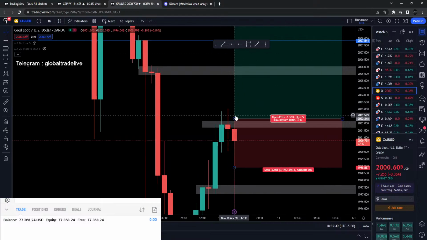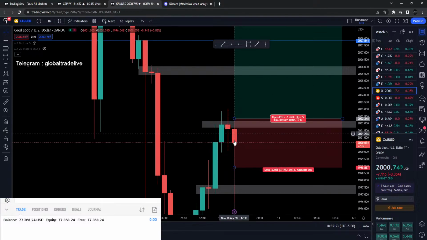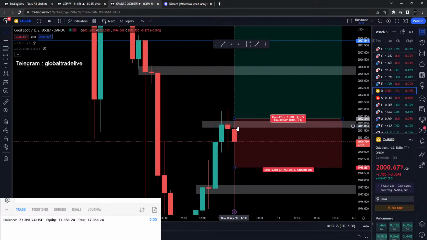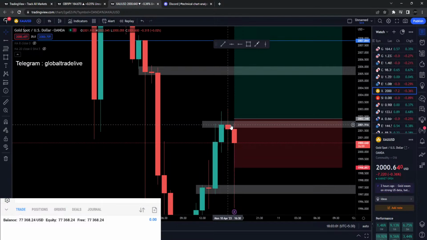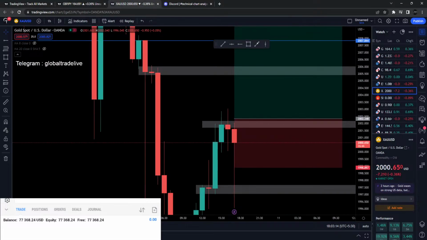Because chances of moving up will be really high, and we have this clean range to the left, so that means it will be forming some sort of support as well. We'll keep an eye on GJ as well. Yeah.